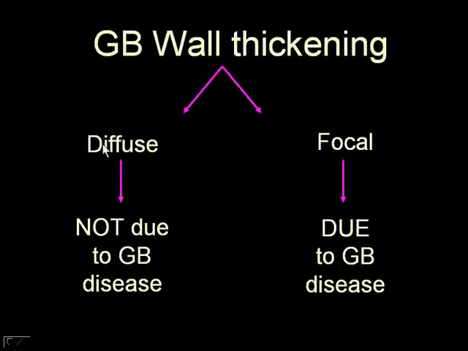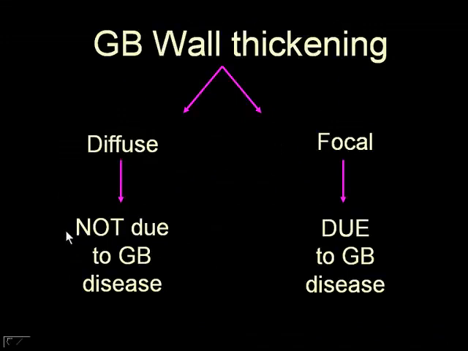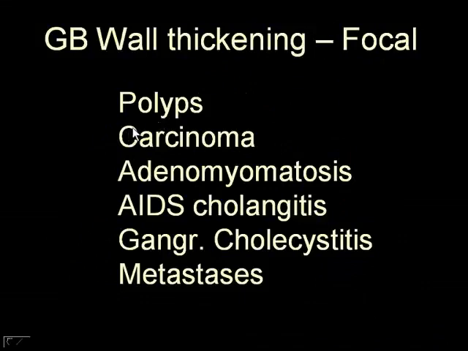Chronic cholecystitis, we did the WES sign versus porcelain gallbladder. Gallbladder wall thickening could be diffuse or focal. Remember, diffuse thickening is not due to GB disease, whereas focal thickening is due to GB disease. Focal thickening we'll finish first.